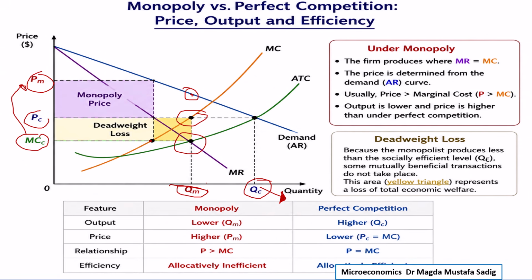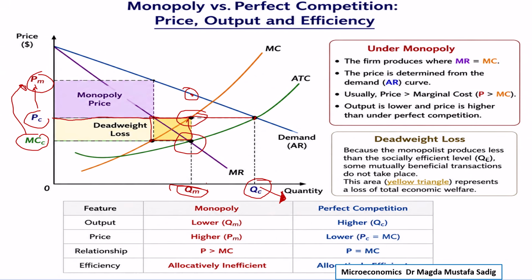So this should be the price here. This should be the market price, but the monopoly charges an extra price, PM. So this should be the quantity, but he produces this. So there is a deadweight loss. This orange area is called the deadweight loss.